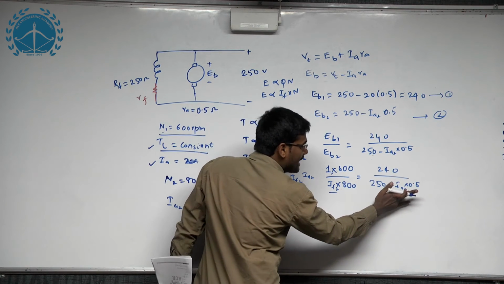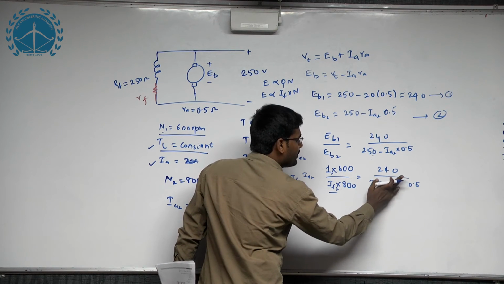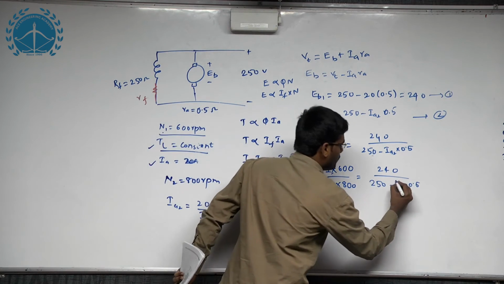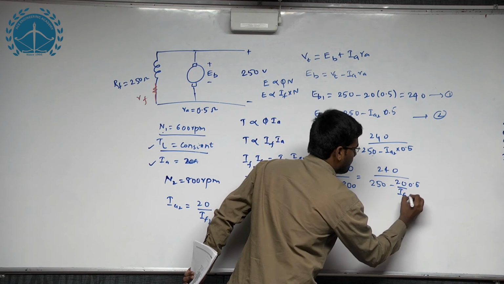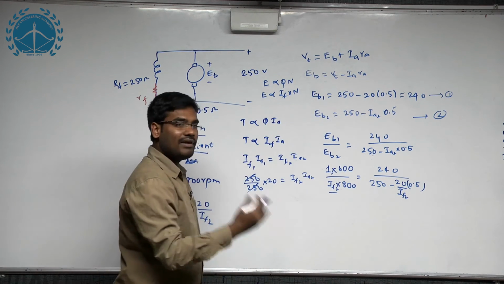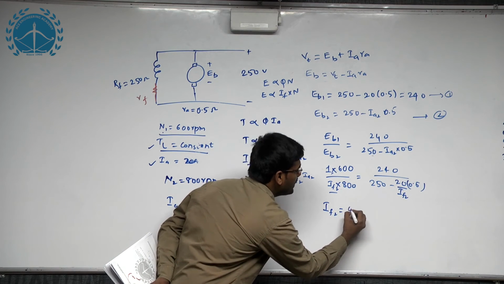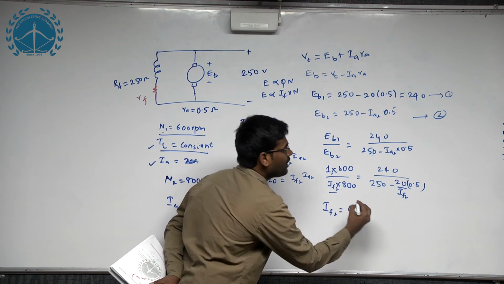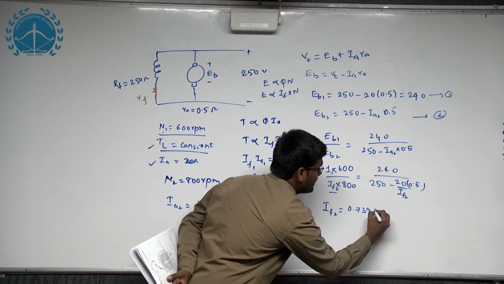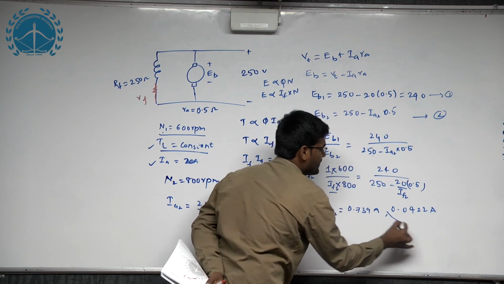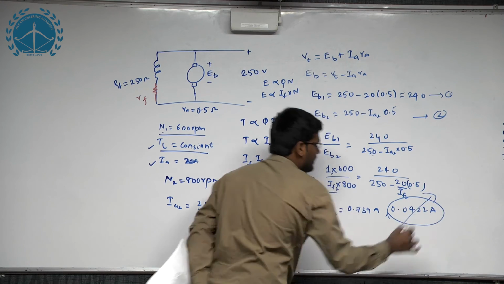Now substitute this Ia2 in terms of If. What is this Ia2? Ia2 is nothing but 20 by If2. Now solving for If2, two values will come, as this is a quadratic polynomial: 0.739 ampere and also 0.0422 ampere. Since this is very small, it is absurd.